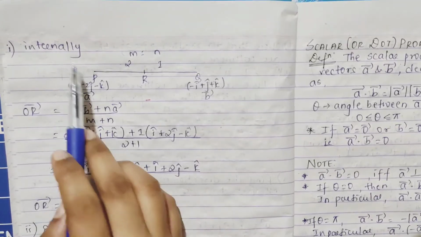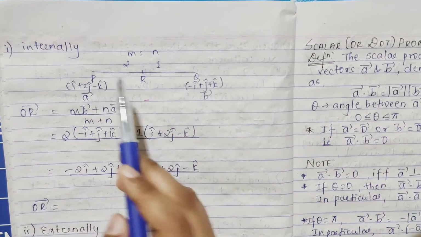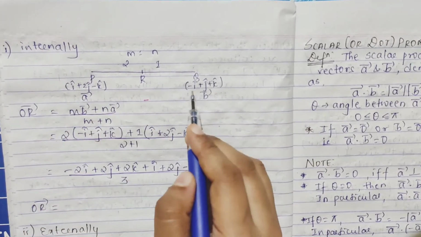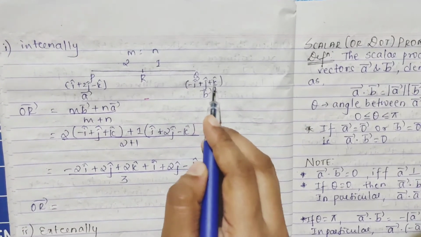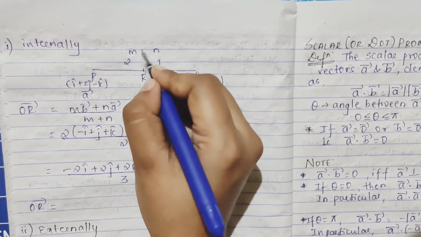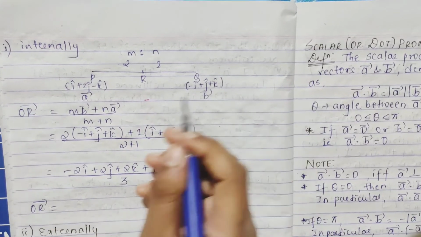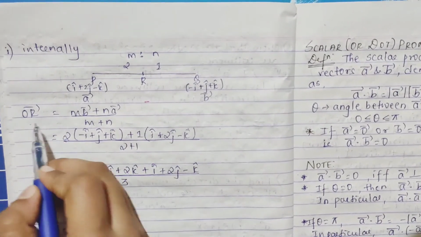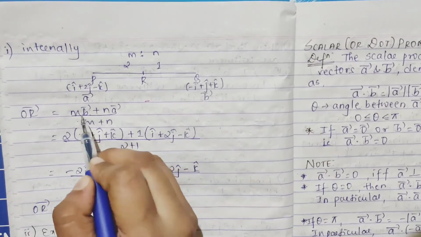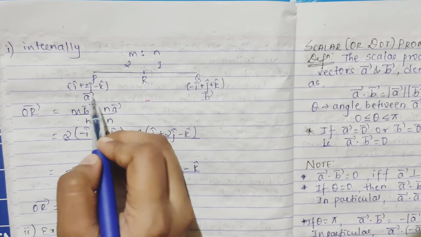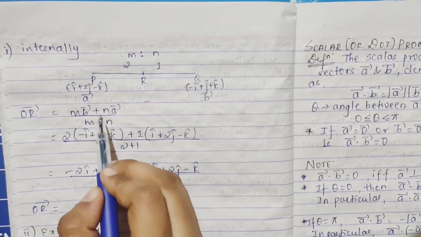So internally I have just taken it. PQ they have given. What are the P points? 1, 2, minus 1, and minus 1, 1, 1. Ratio 2:1 they have said. Internally means it will be like this only, right? So m:n it will be. This whole I can take as vector A, this whole I can take as vector B. What is the formula? m times vector B plus n times vector A, whole divided by m plus n. What is my m? m is my 2. B whole vector, you write it. Plus, what is my n? n is 1.